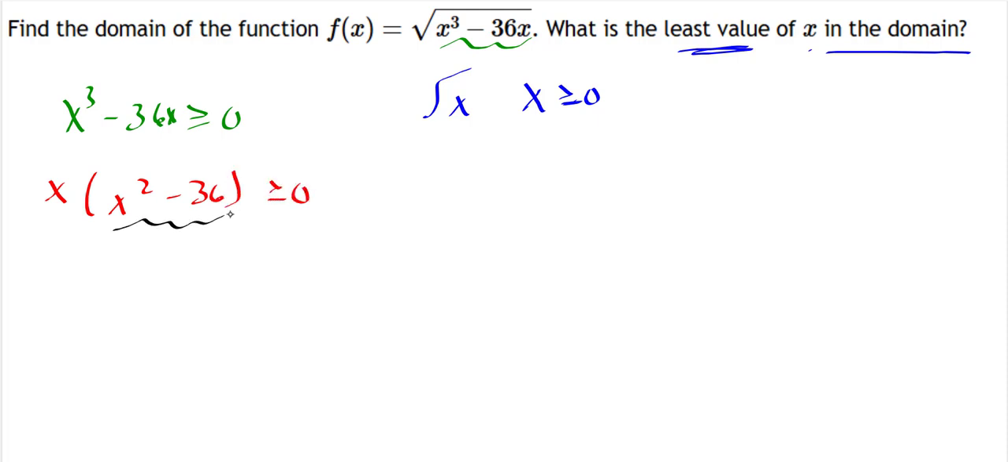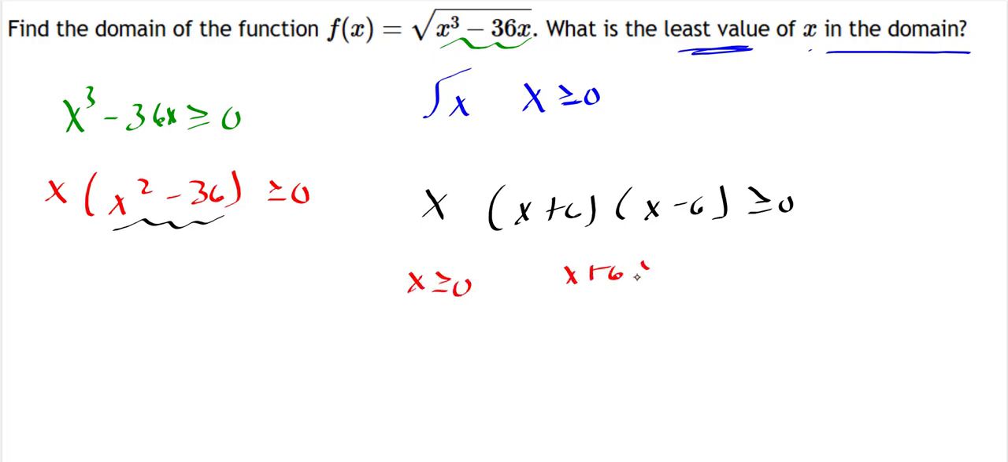You should see that this is called a difference of squares. It's a quadratic term and a constant. So what that's going to give me is x, x plus 6 and x minus 6 greater than or equal to 0. So I have x is greater than 0, x plus 6 is greater than 0, x minus 6 is greater than or equal to 0.